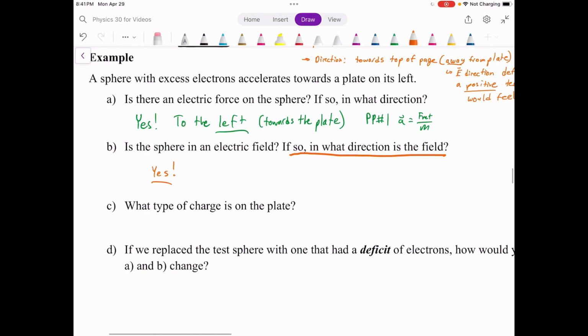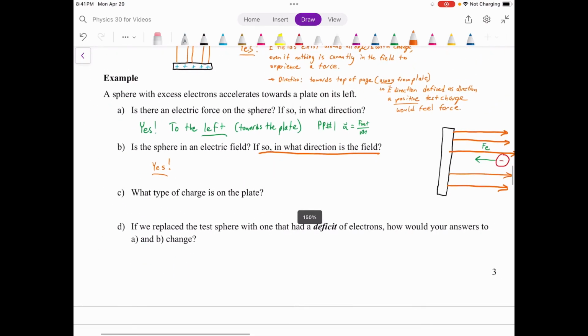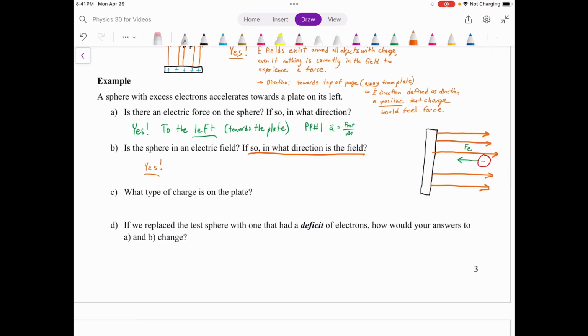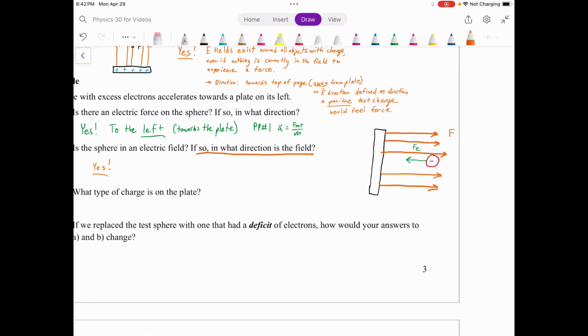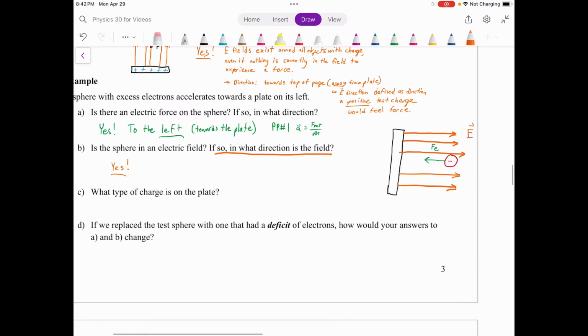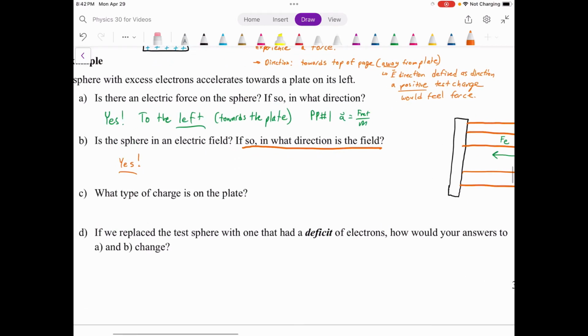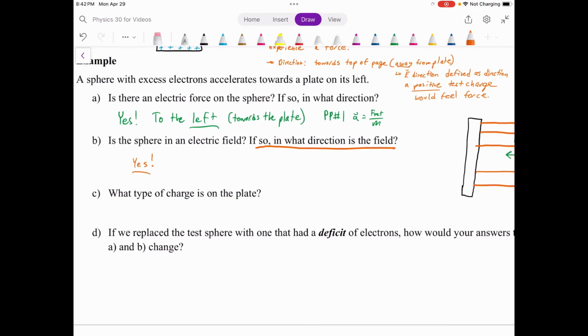So yes, there is an electric field, but it is not towards the left like the force on the negative is, right? The electric field is always defined as how a positive test charge would feel a force. So if a negative test charge felt a force to the left, the electric field is actually to the right.